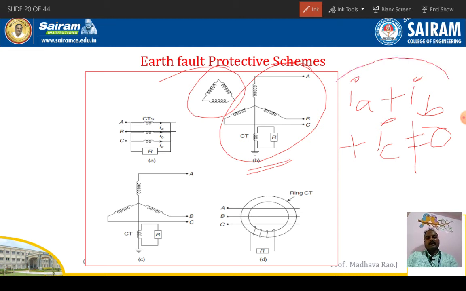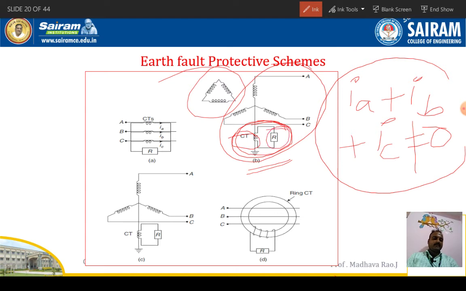We calculate IA, IB, IC based on the neutral current. If the summation of all three currents is equal to 0, then there is no fault inside the induction motor stator winding. Suppose it is not equal to 0, meaning the neutral current is not equal to 0, then the CT carries a current, the relay will activate and isolate the fault. This is how we are protecting the induction motor from the earth fault.